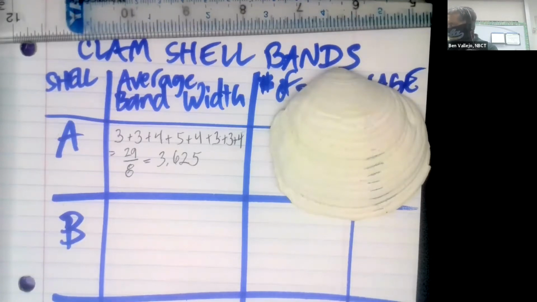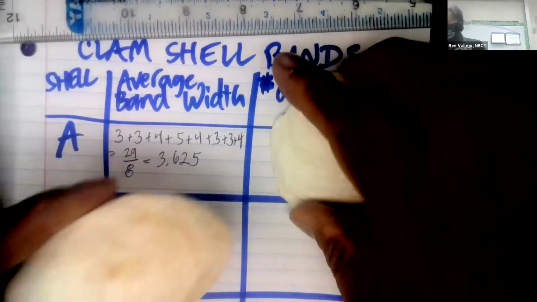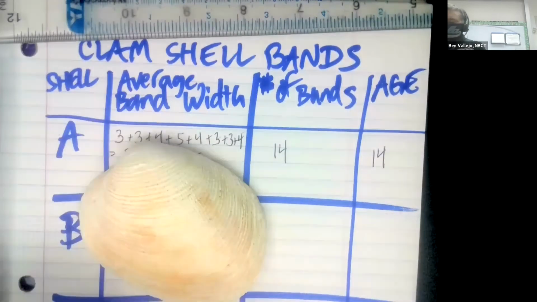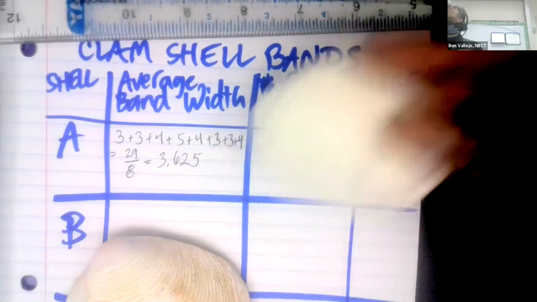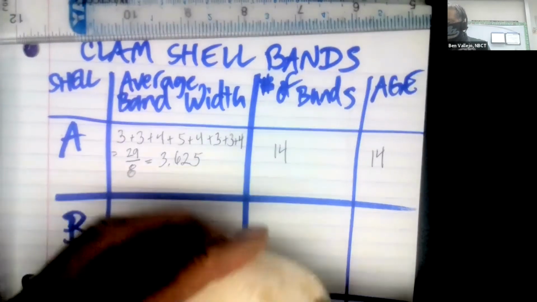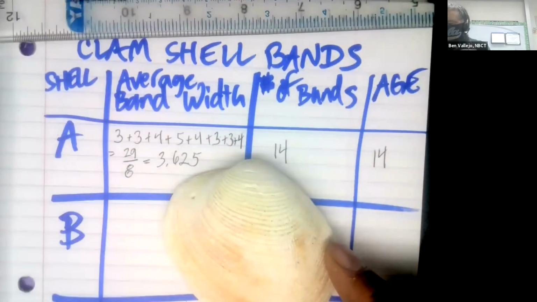No, actually, what is it? Oh, it's part of the shell, the umbo. All these are very similar. So let's just take a look at another one. Here's another one right here. And we're going to call that shell A, and we'll call this shell B. This one's a little more difficult.